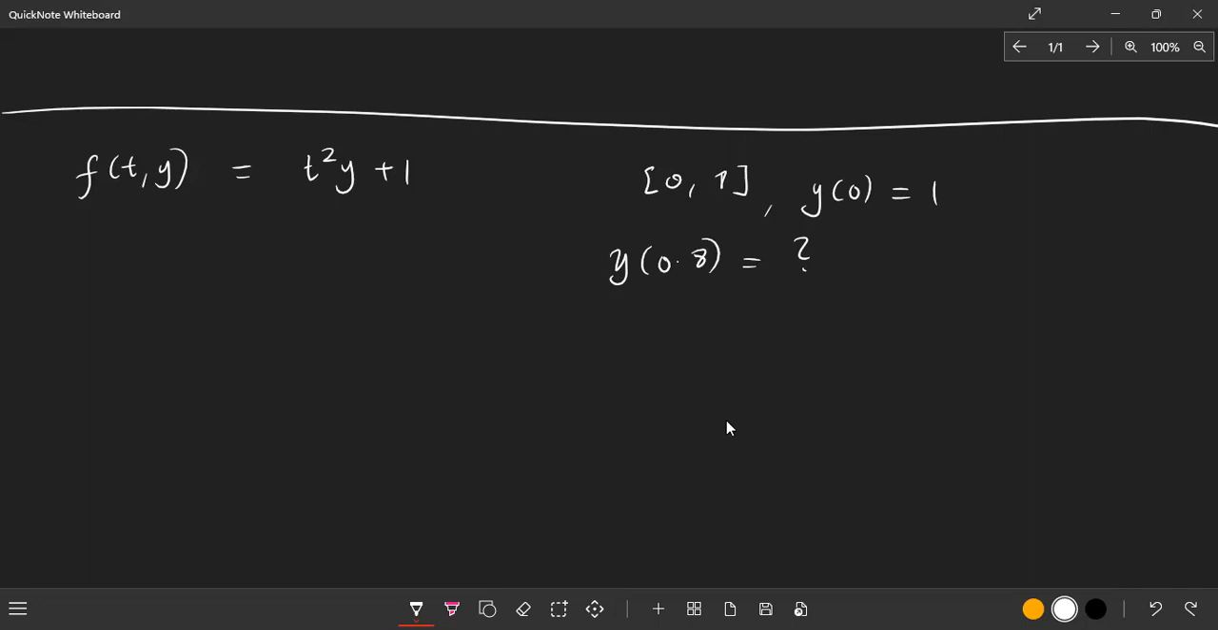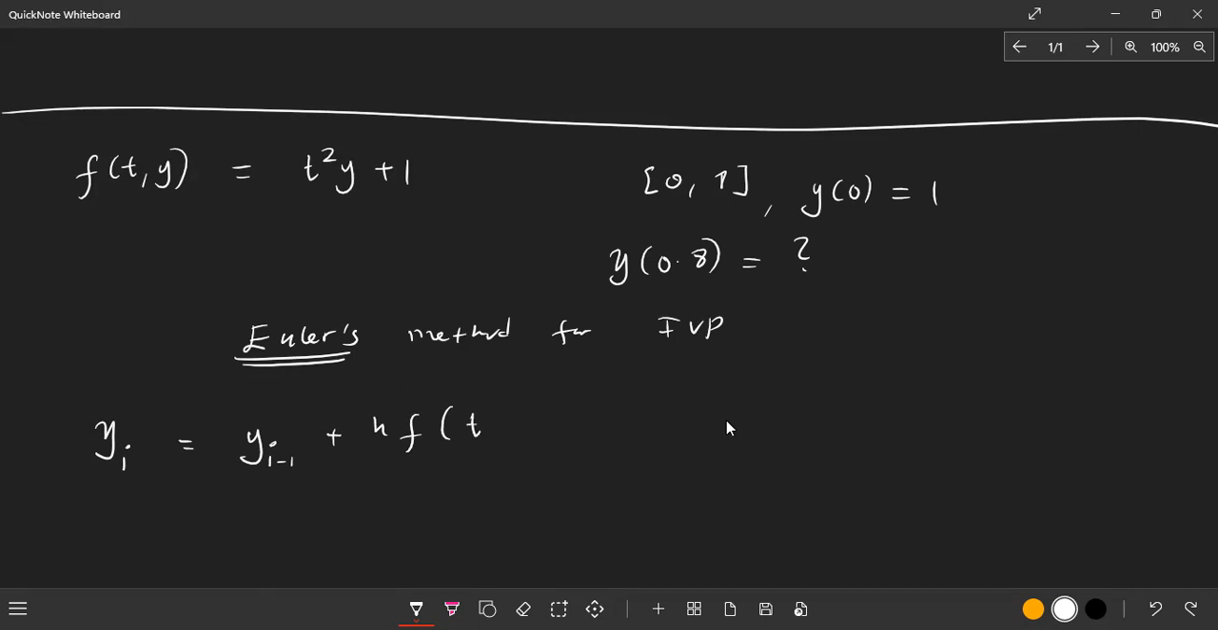So let me just write Euler's formula, and of course I'll use my own notation here. Euler's method for an IVP: y sub i is equal to y sub i minus 1 plus h times f of t sub i comma y sub i. So this is Euler's method, where h is simply the step size.